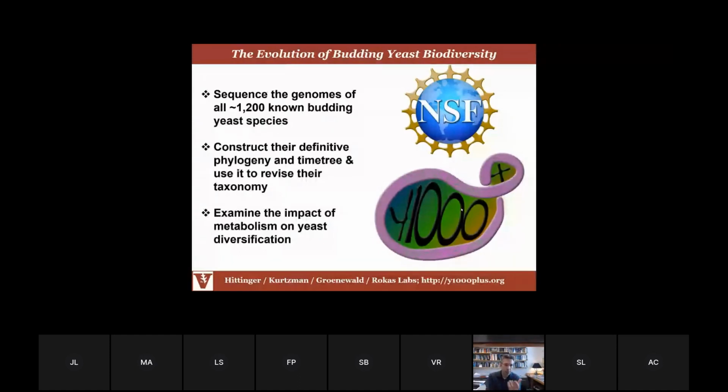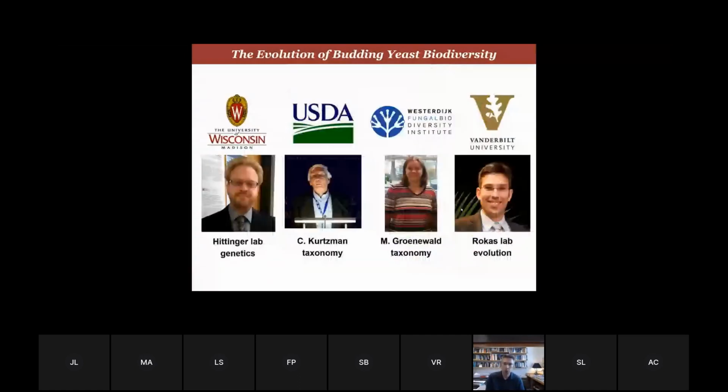So can we map changes in metabolism, changes in pathways involved in metabolism, to lineages that are species rich or lineages that are species poor, and how that goes.